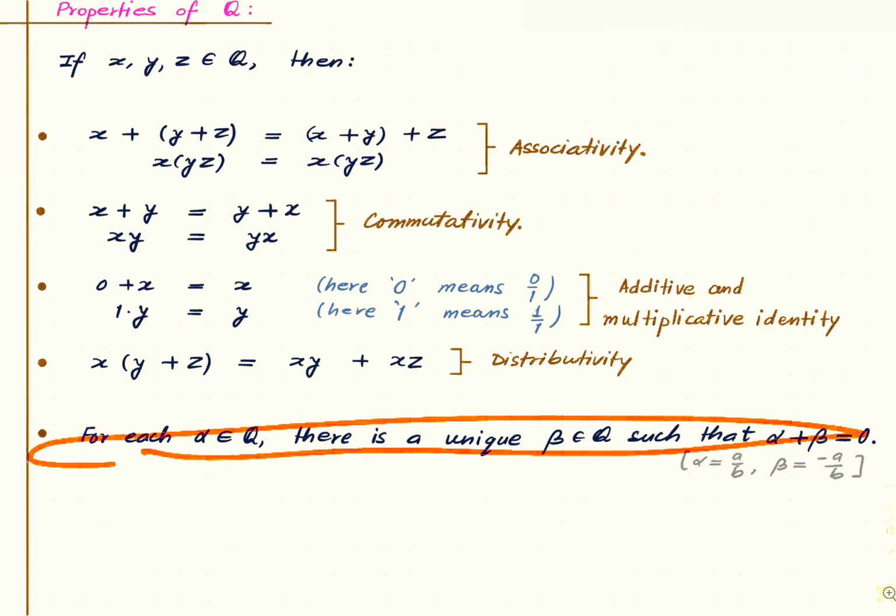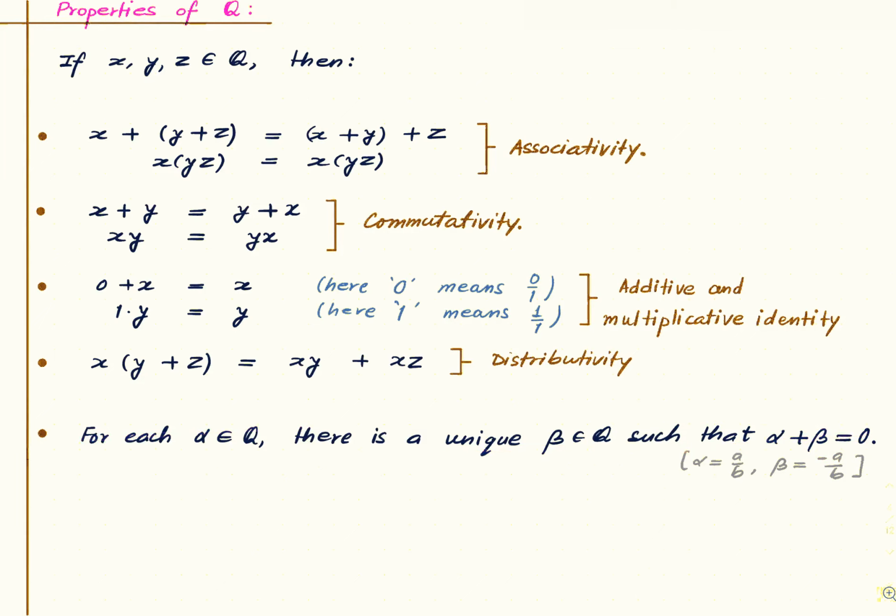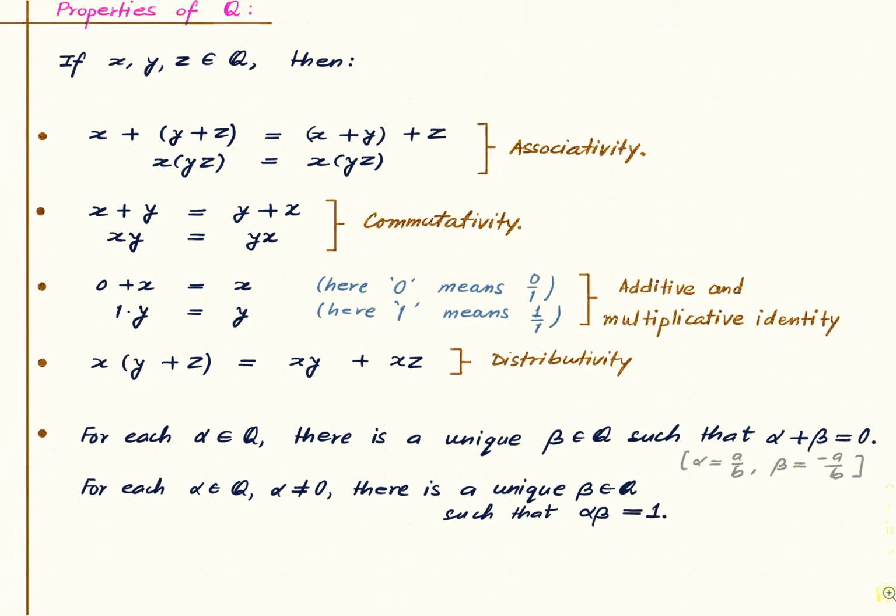And similarly, for each alpha in Q, but alpha non-zero, there is a unique beta in Q such that the product is 1. Okay. So construction, or rather the existence, is very easy. Say alpha is a by b. Now since alpha is non-zero, a is non-zero.